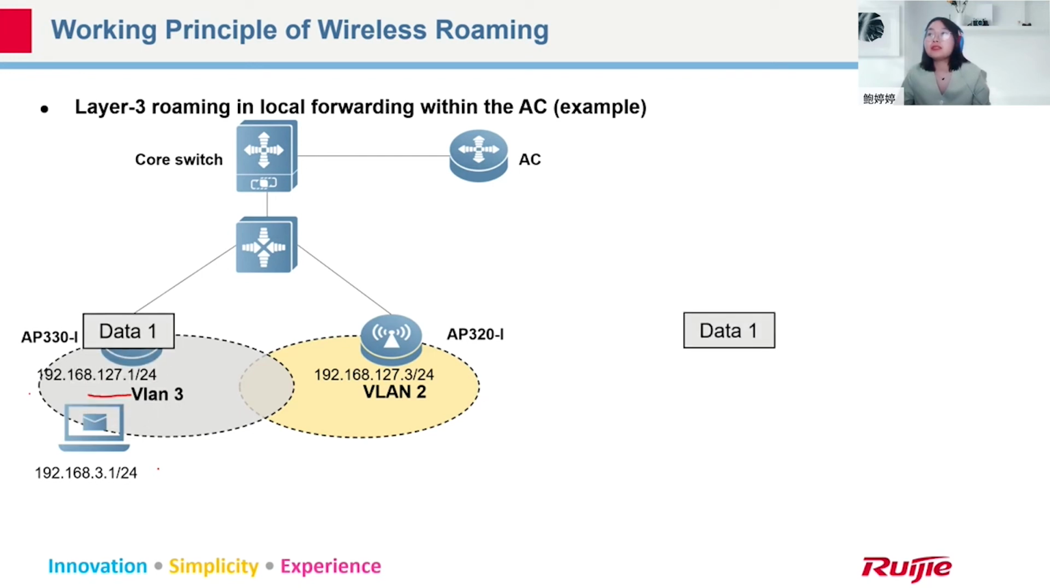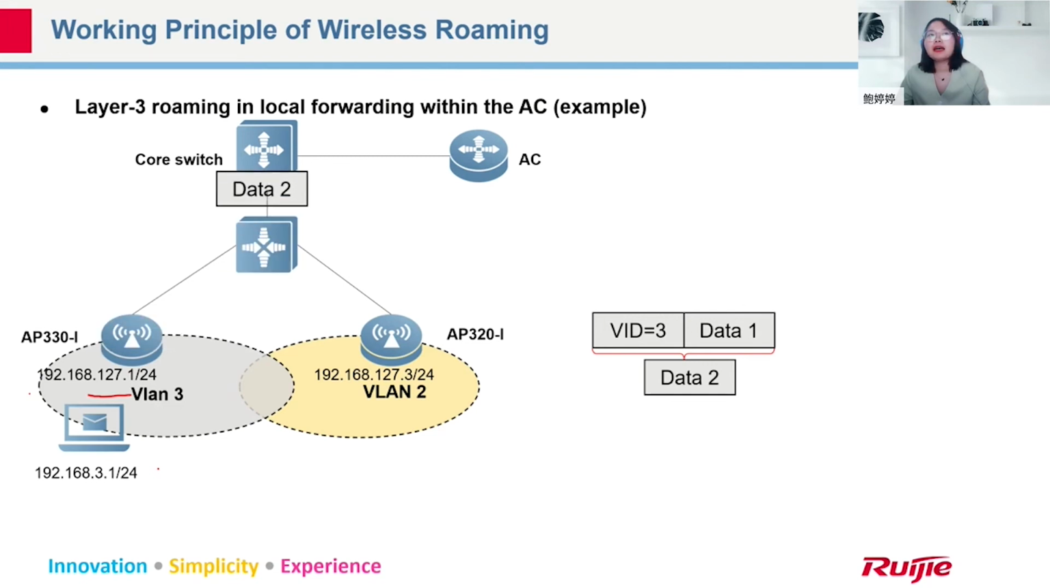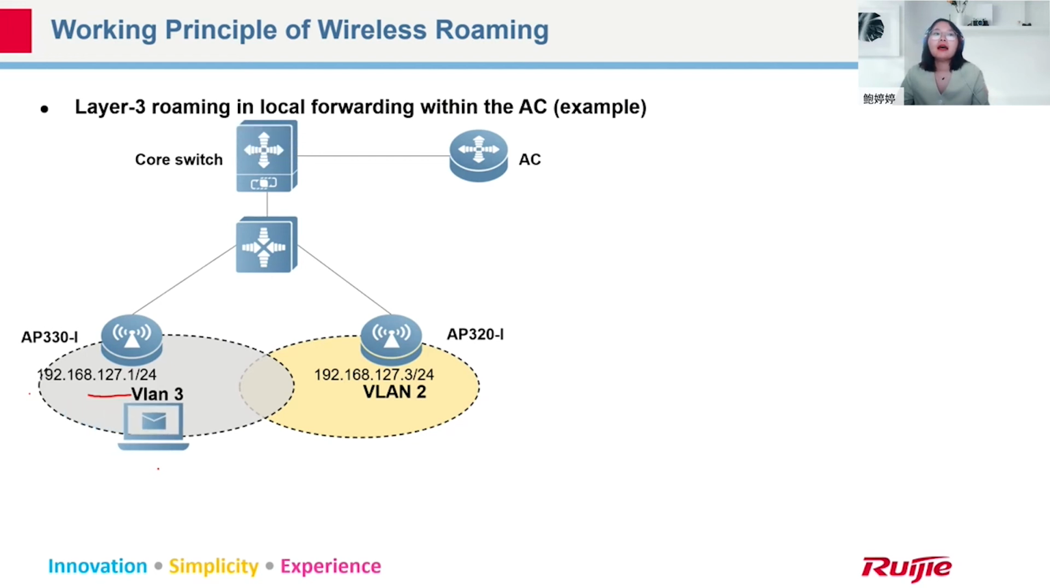Send to AP330, right? And then the AP330 will add the VLAN because we belong to VLAN 3. And this message will become a new message. We call it the day 2. And then the message will be sent out to the core switch and finally to the destination.